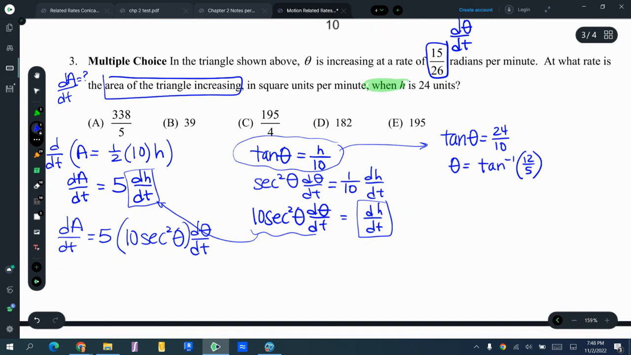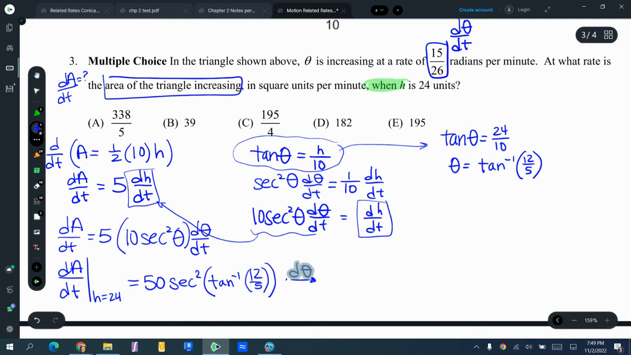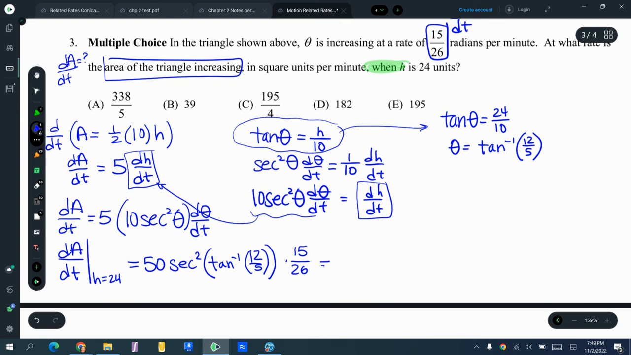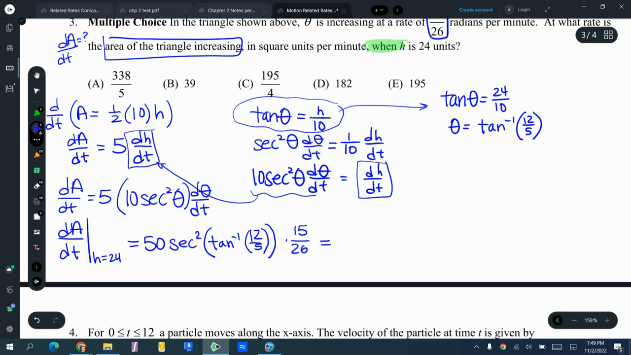And now you can substitute that in. So our dA dt evaluated when h is 24 is going to be equal to, I'm going to go ahead and multiply the 5 times the 10. So I'm going to have 50 secant squared of, now this looks gross, but you've got a calculator, so it's okay, times d theta dt, which I know. D theta dt is 15 over 26. Okay, so now you just have to type that mess in onto your calculator.